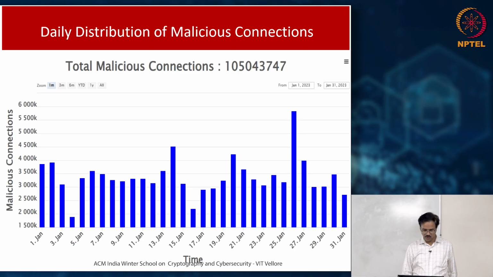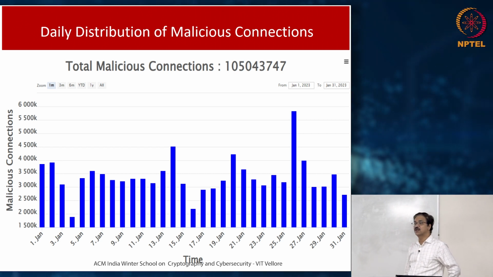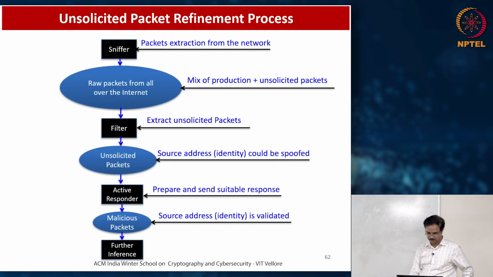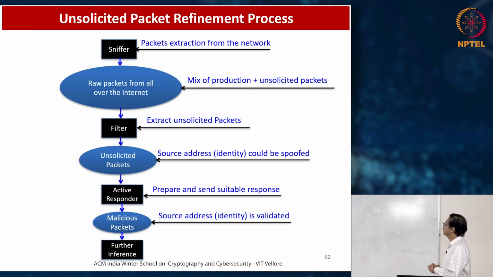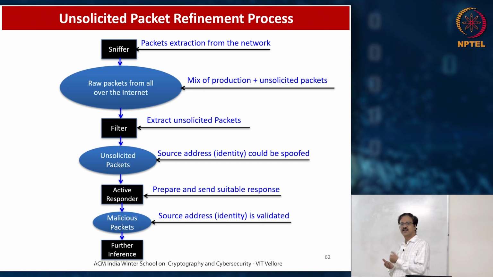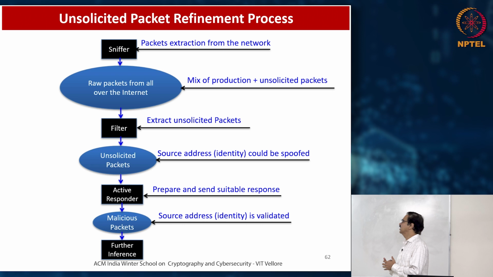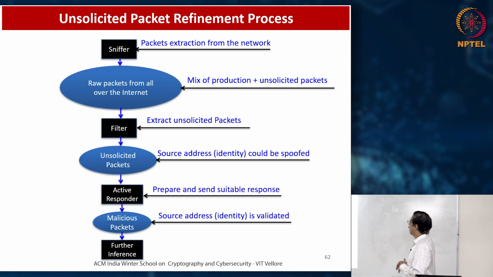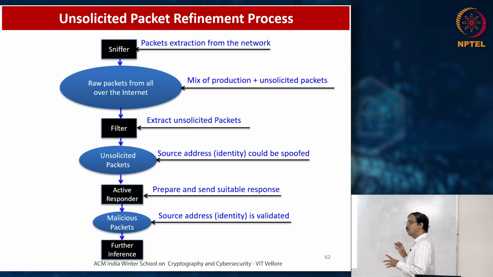I think I already showed this slide. This is the number of malicious connections that we get on a typical small class C network where the IP addresses are not used. The process we follow, in a very brief manner, is to sniff the network. That is why I spoke a lot about packets, because knowledge at packet level is very crucial for all these activities. So you sniff, then you get the raw packets from all over the internet, because you will sniff at the most critical location.